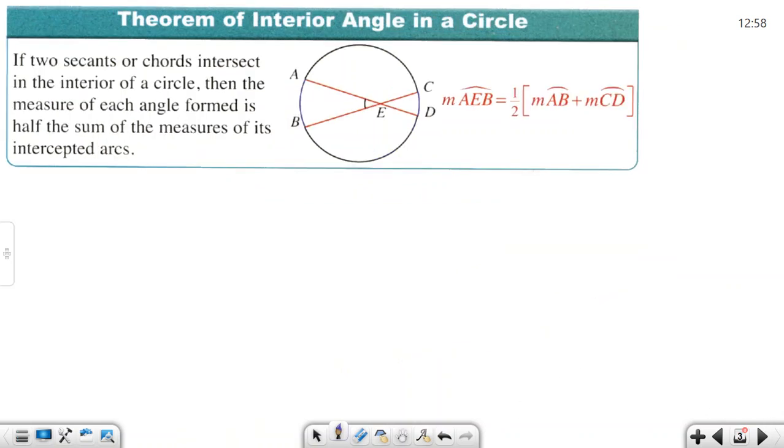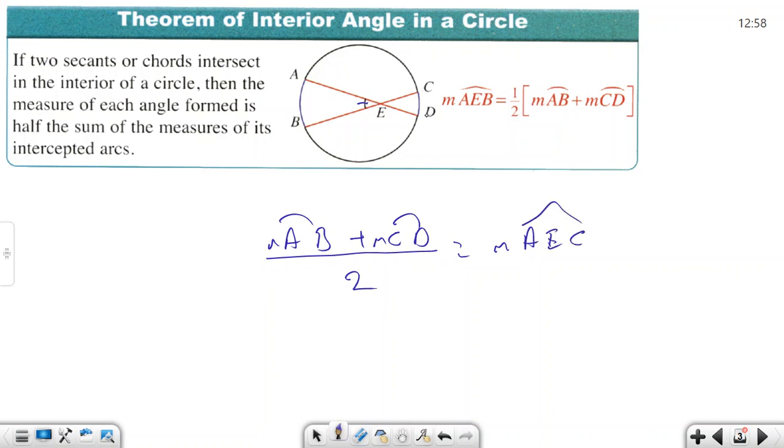Okay, the second one, theorem of interior angles. As you see, there are intersecting lines, and this angle and this angle are vertical, so they are equal. It doesn't matter which one we are using. All the time, this angle is equal to half of the sum of these two arcs. So measure of arc AB plus arc CD, of course we are talking about the measure, divided by 2 is equal to the measure of AEC.